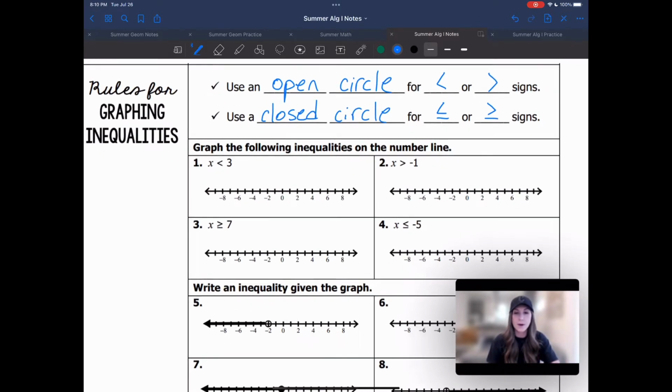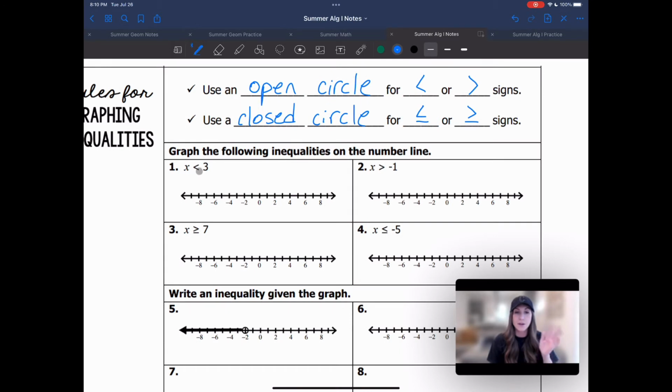Numbers 1 through 4 right here are practicing graphing very basic inequalities. This one says x is less than 3. Make sure you have a good idea of that sign. I have a lot of kids that say, I can't remember if that's less than or greater than. Well, if you think about it, it's both. It just depends on which way you read it.